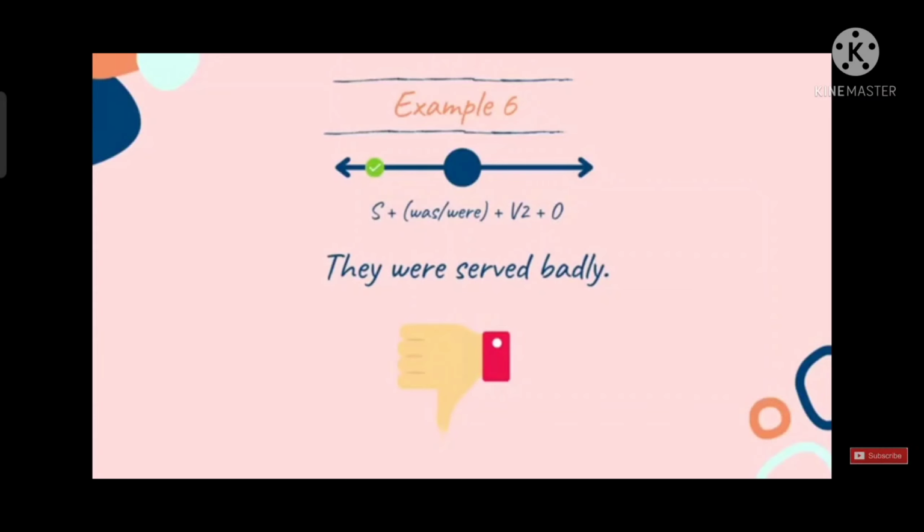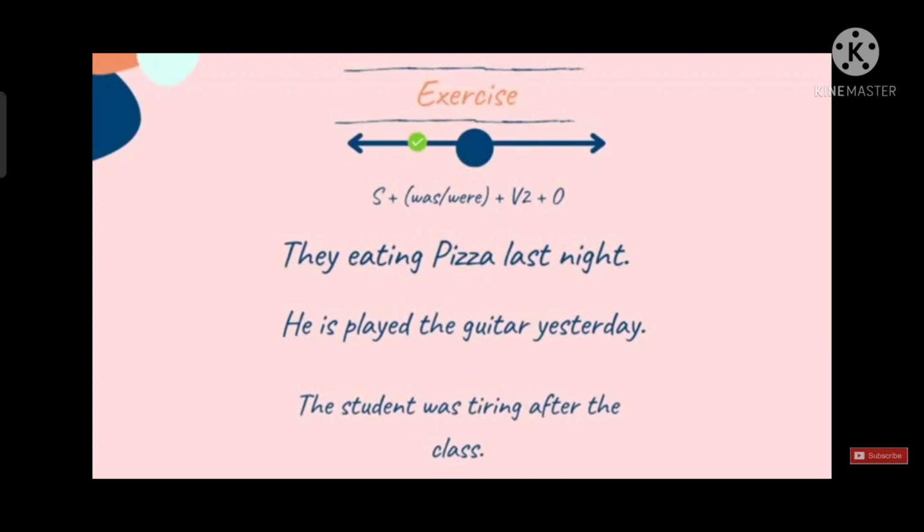So simple past tense has two structures: subject plus verb second form plus object, and subject plus was or were plus verb second form plus object. Now, let me give you an exercise to validate your learning. Correct the following sentences with the structure of simple past tense. They eating pizza last night. He is played the guitar yesterday. The student was tiring after the class. Pause the video and write the answers in the comment. I will share the answers in a while.